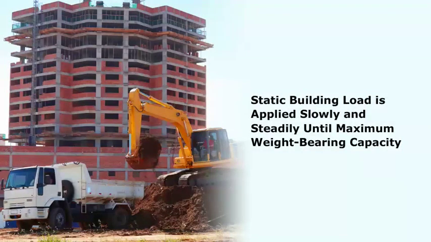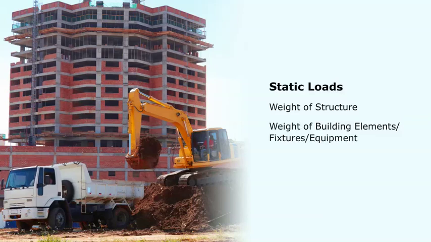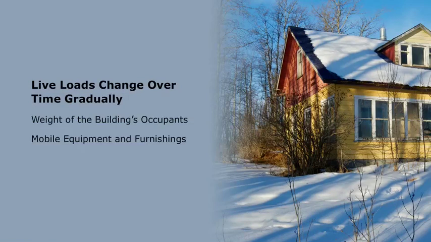A static building load is applied slowly and steadily to a structure until it reaches its maximum weight-bearing capacity. A structure responds slowly to a static load and is affected the most when the static force is at its greatest. Static loads include the weight of the structure itself, the weight of building elements, fixtures, and equipment permanently attached to it, and movable or moving live loads. Live loads change over time, but they generally do so gradually. They include the weight of the building's occupants, any mobile equipment and furnishings, and any collected snow and water.